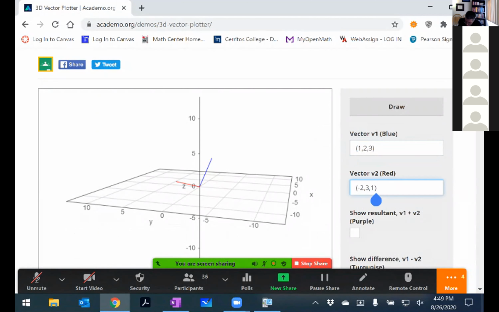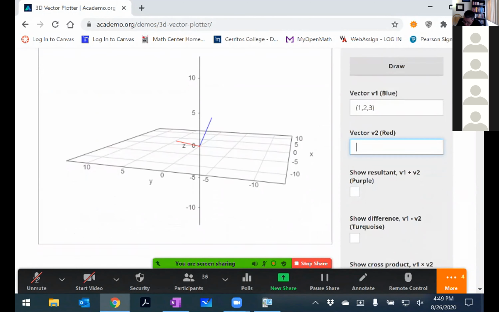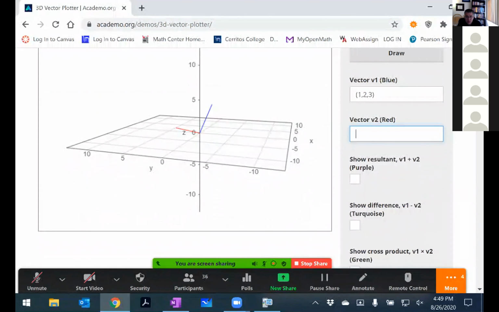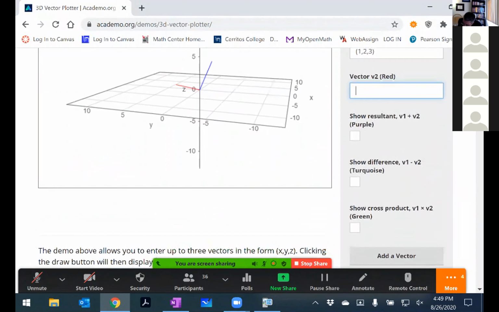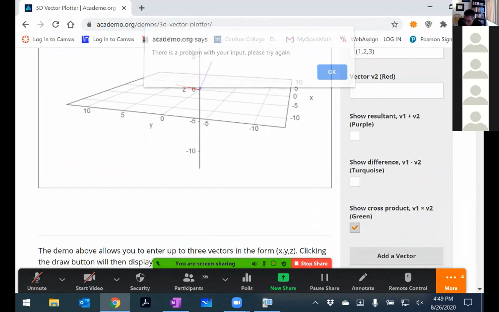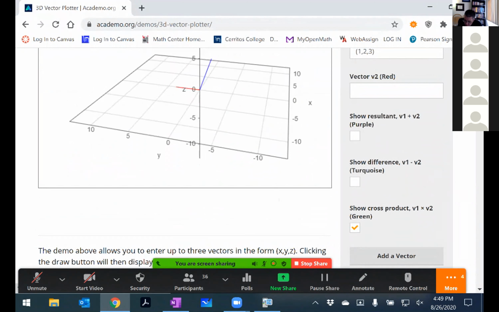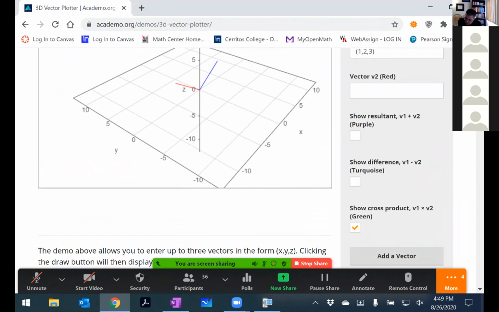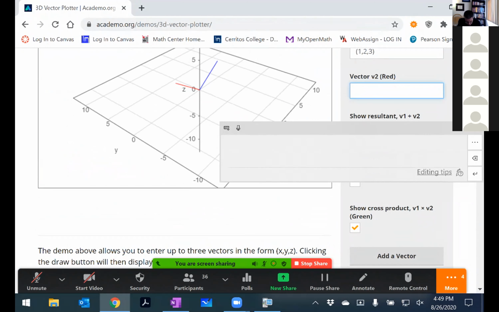Vector 2, I don't want. Show resultant vector. Oh, this shows the resultant. This shows the difference. It's a good one. You should probably bookmark this one. This is kind of cool. So show the dot product, show the difference, show the cross product. That's cool. If I had two vectors, I could show the cross product. Oh, that's kind of cool. So just make them both the same.